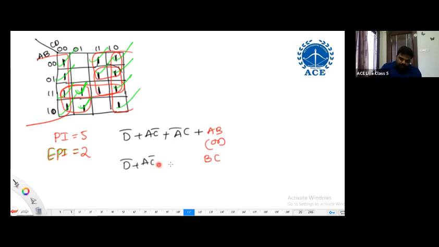Now we are again getting two minimal expressions. One is AB, the other one is BC. Which one should I consider? Both give the same complexity. Any one can be considered. Then both are correct minimal expressions. Now you might have understood the reason for grouping this. Right?